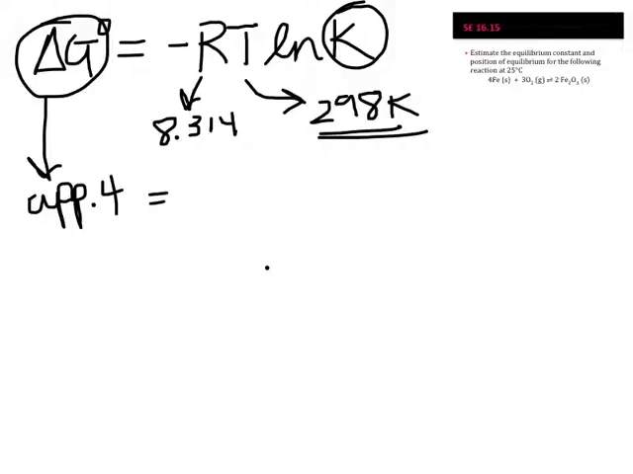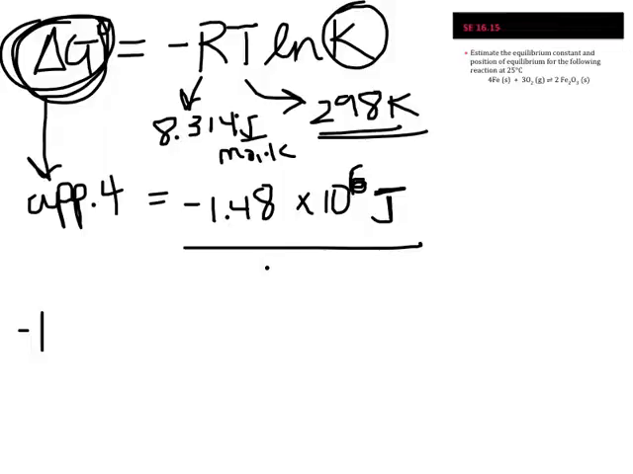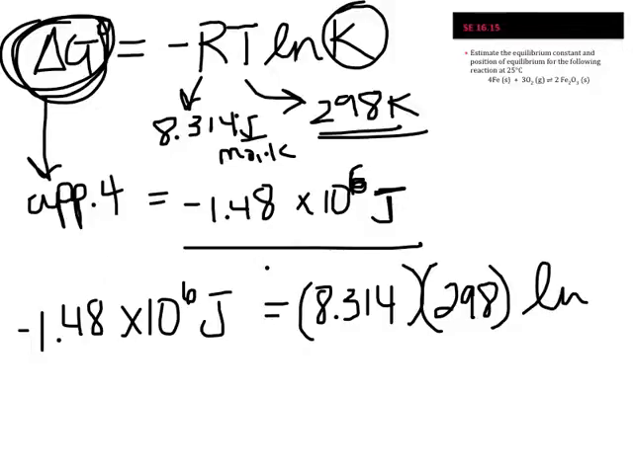When you do that, you should get delta G standard is equal to negative 1.48 times 10 to the 6th. I'm going to put it in joules, because R is in joules per mole Kelvin, so I have to have it in joules. So make sure you do delta G using the back of your book to get this number before you continue. Once you get that, you have negative 1.48 times 10 to the 6 joules is equal to 8.314 times 298 times the natural log of K.